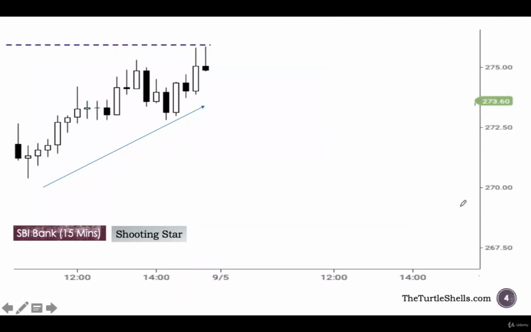Let's quickly have a look at an example. So this is an intraday chart. This is a 15 minutes chart. So this is SBI Bank. So the market is going up and you have this shooting star pattern. Now, as we mentioned before, the color of the real body does not matter. Doesn't matter if it is white or black. The upper shadow is more than twice the height of the real body. There is hardly any lower shadow.